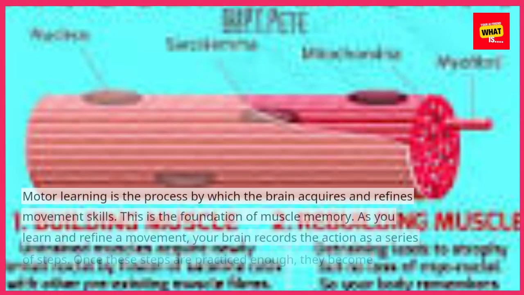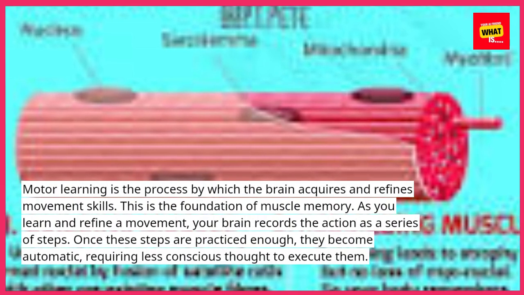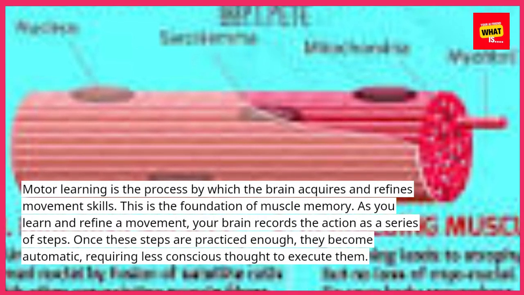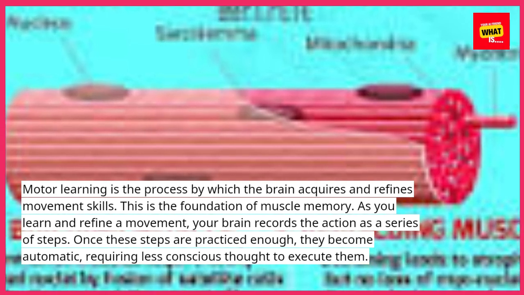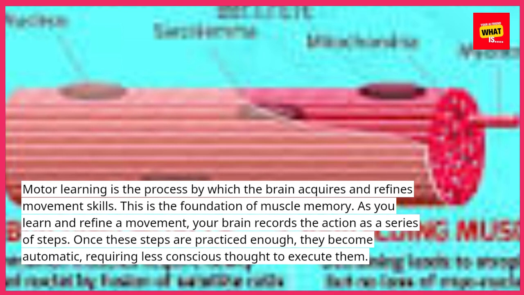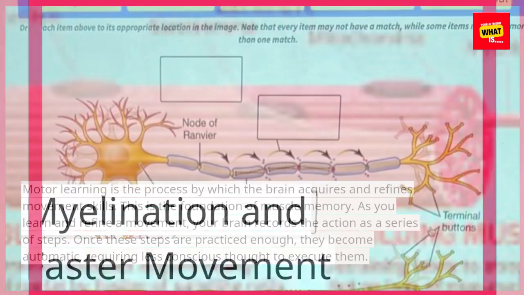Motor learning and memory formation. Motor learning is the process by which the brain acquires and refines movement skills. This is the foundation of muscle memory. As you learn and refine a movement, your brain records the action as a series of steps. Once these steps are practiced enough, they become automatic, requiring less conscious thought to execute them.